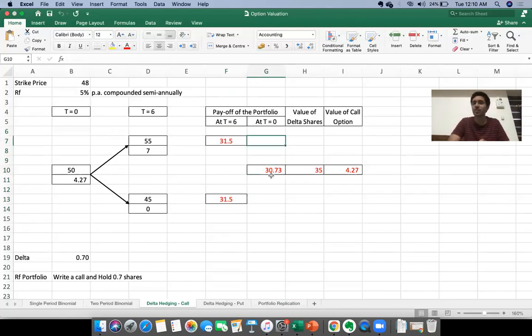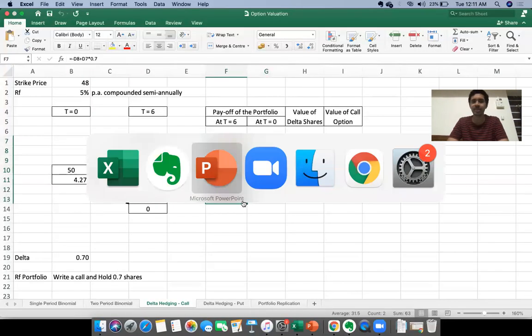If you pay 30.73 today, you are certainly going to get 31.5 at t equal to 6, right? So 30.73 is nothing but the investment that needs to be made today, or the price of the portfolio, right? The price that you need to pay to receive a certain cash flow of 31.5 at t equal to 6. So that is the second similarity.